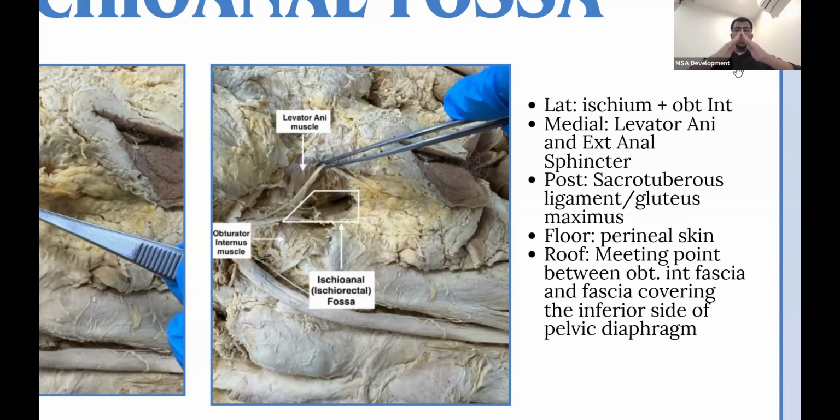Okay, the meeting point at the top is basically the obturator internus fascia, because we said that laterally it's obturator internus, and we said medially there's levator ani. They're going to meet. So that meeting point is your roof. Okay?